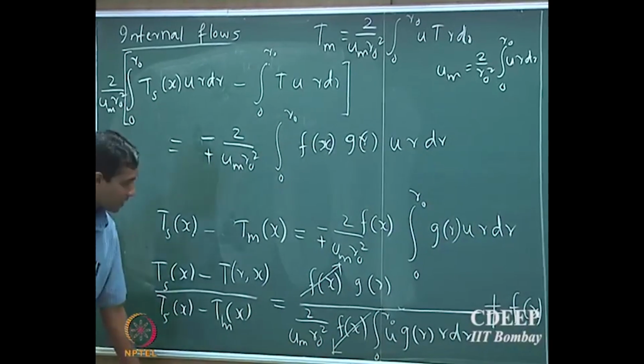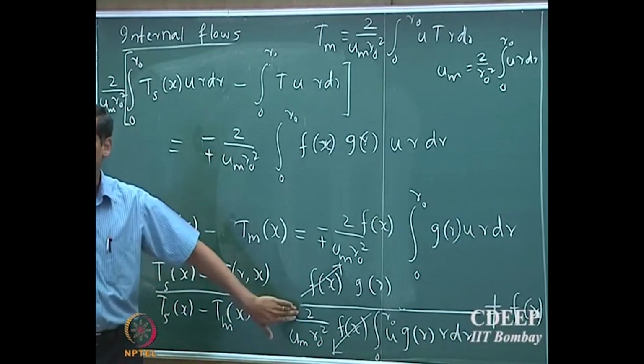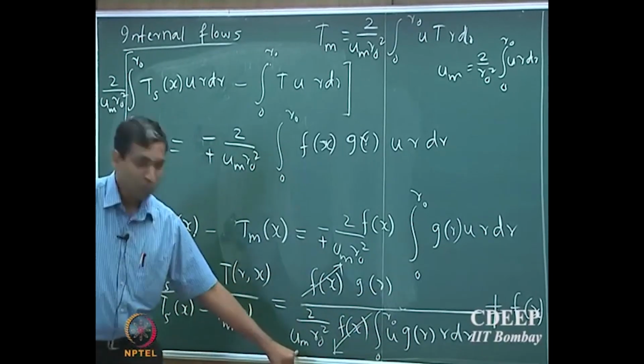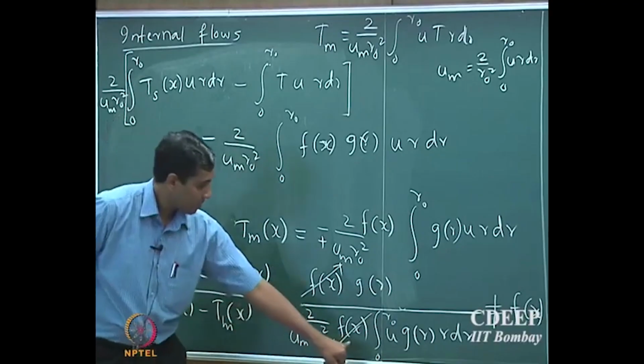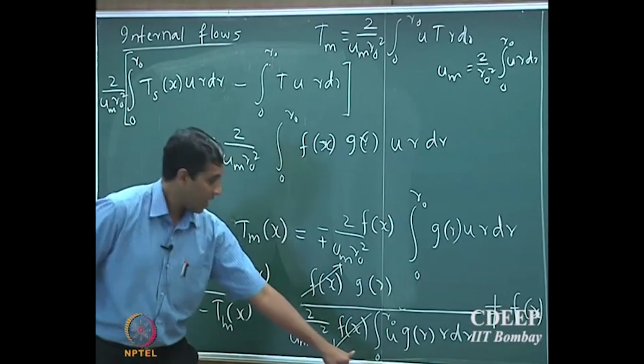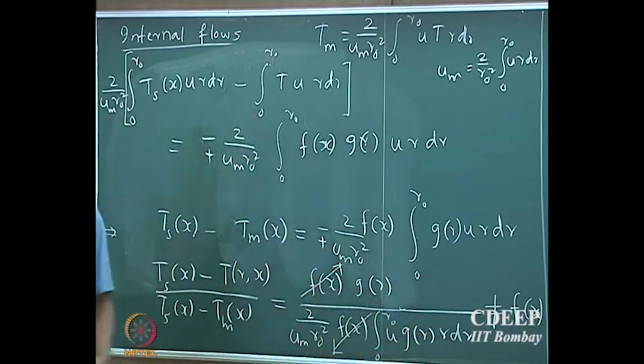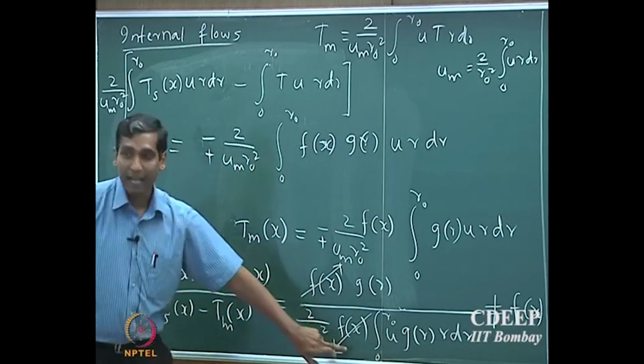Okay. So let me explain again. Look at the right hand side carefully. F of x g of r divided by 2 by um r naught square, f of x comes out and it's integral of g r multiplied by u. Okay. So that is the cross sectional average of the function g. So f of x will cancel out.